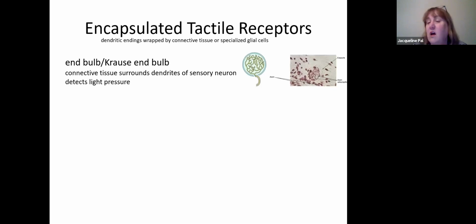First, let's start with what's called the Krauss end bulb or the end bulb. And basically it's this round structure where we have a whole bunch of dendrites just forming this big blob there, and they're surrounded by some connective tissue. And these are in the upper half of the dermis, so they are going to detect some type of lightish pressure.